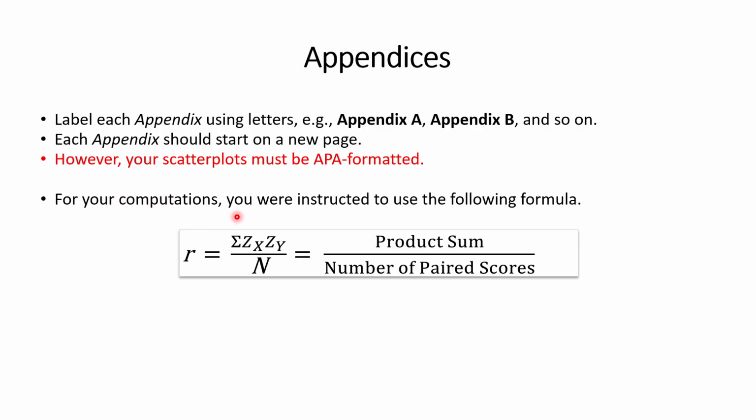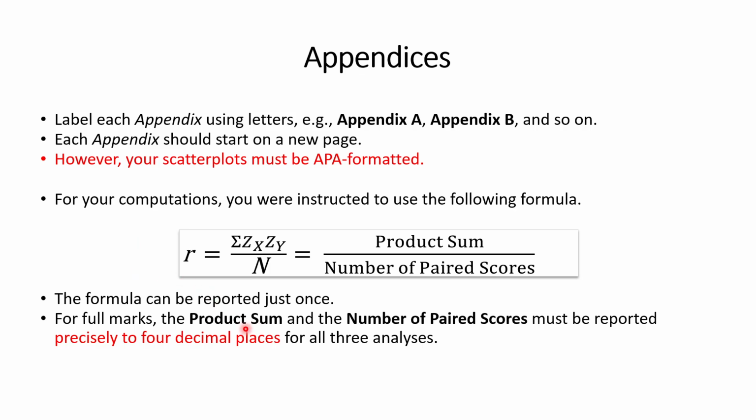For your computations, please use this formula. You report the formula, the product sum, as well as the number of paired scores. The formula can be reported just once, and you'll get the full marks for it. However, the product sum and the number of paired scores will not be to any decimal place because they're integers, but the product sum has to be reported correctly to 4 decimal places for all two analyses. Apologies, so this should be 2.